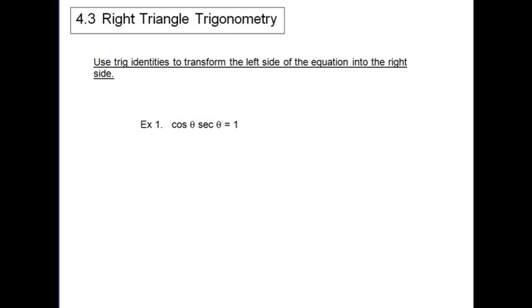This starts out by saying use trig identities to transform the left side of the equation into the right side. When you're doing these things, you always want to change them to terms of sine and cosine. That will make your life a whole lot easier when you're doing problems like this.